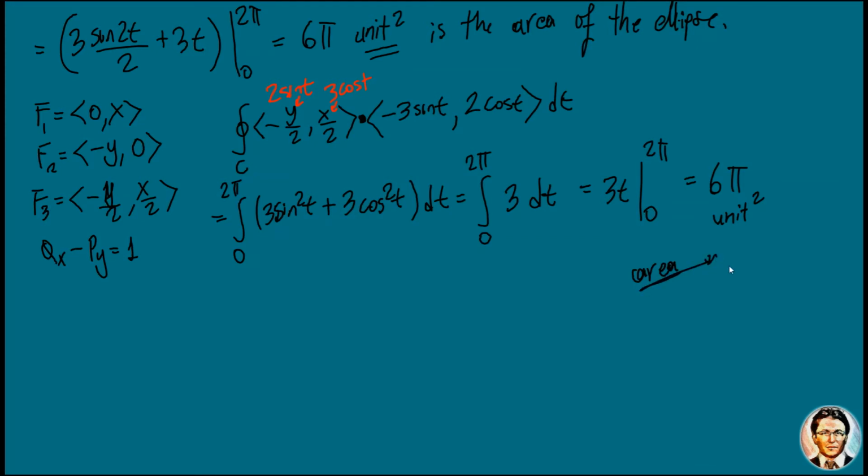So it doesn't matter which vector field you choose, as long as it satisfies this property, it will give us the area of the region enclosed by C, by using Green's theorem. The line integral of F dot dr is equal to the double integral of Qx minus Py dA. So you may replace the double integral with a line integral and then calculate the area by calculating the line integral.